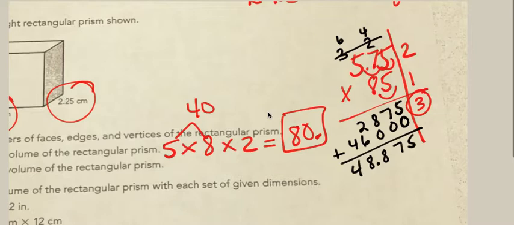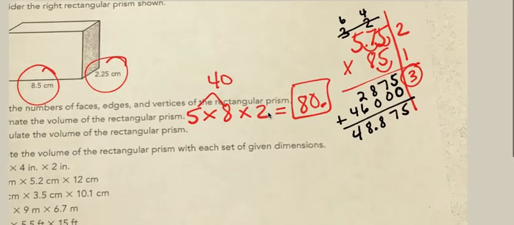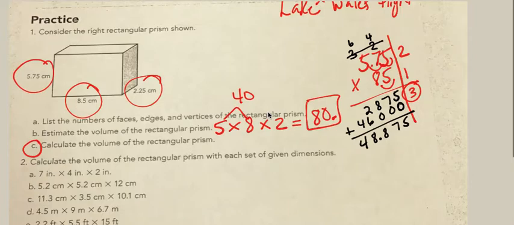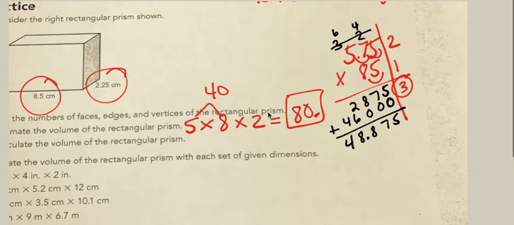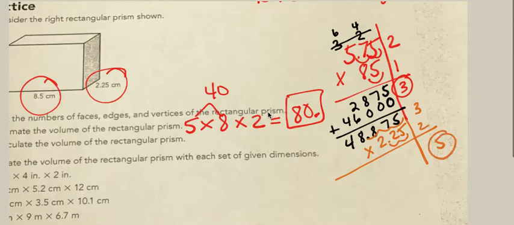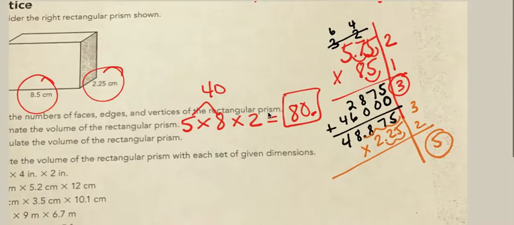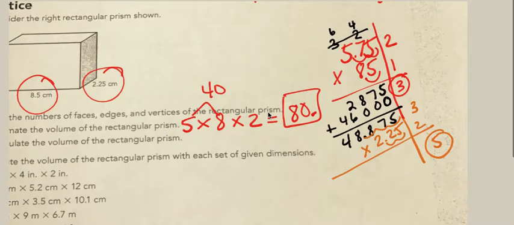So now I have 48.875, but that is not my final answer because I've only multiplied the length and the width, and so now I have to do that 2.25. So now I'm going to multiply 2.25, and I have to move my decimal out again. So I have 1, 2, 3, 1, 2, for a total of 5 moves at the end. So 5 times 5 is 25.